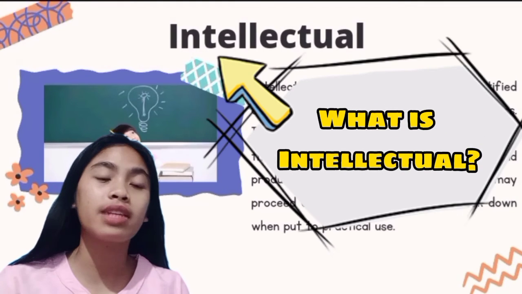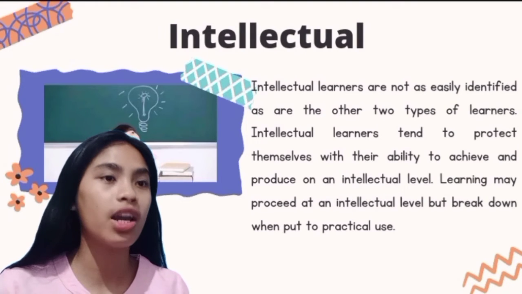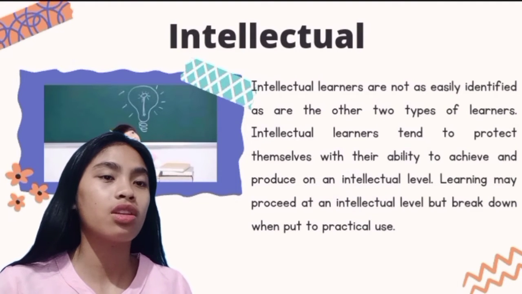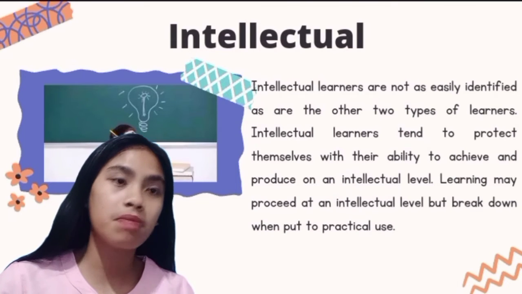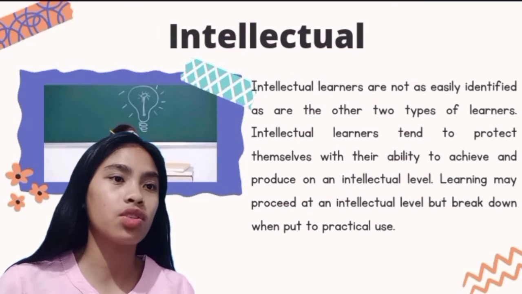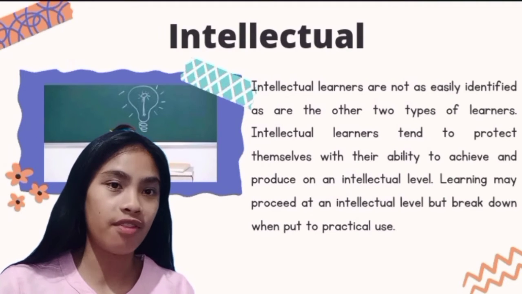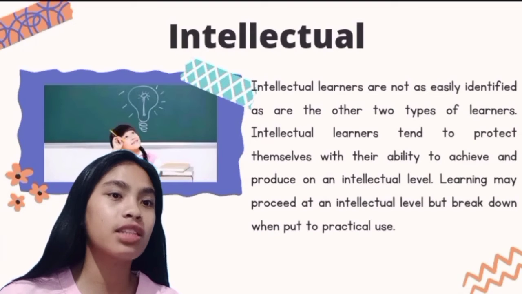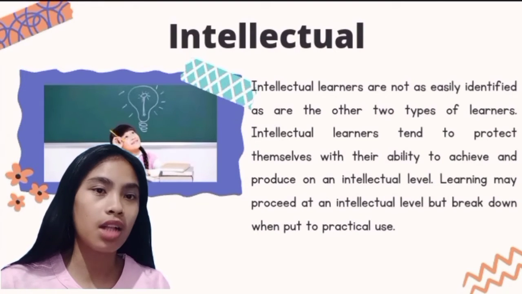So what is intellectual? Intellectual learners are not as easily identified as are the other 2 types of learners. Intellectual learners tend to protect themselves with their ability to achieve and produce on an intellectual level. Learning will proceed at an intellectual level but break down when put to practical use.